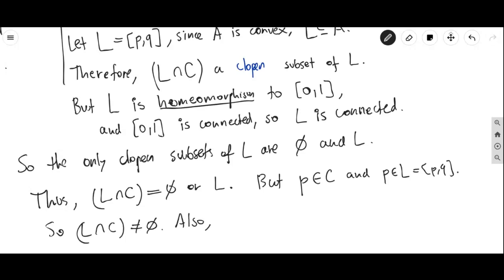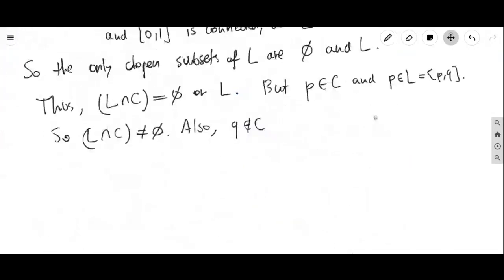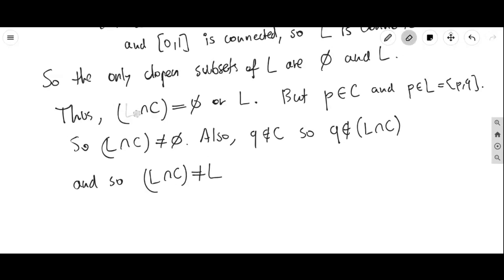Also, Q is not in C. Right? We picked a point Q not in C. So Q is not in L intersect C. And so L intersect C cannot be L. So this Clopen set cannot be empty and it cannot be L. This is a contradiction. This contradicts that L is connected.